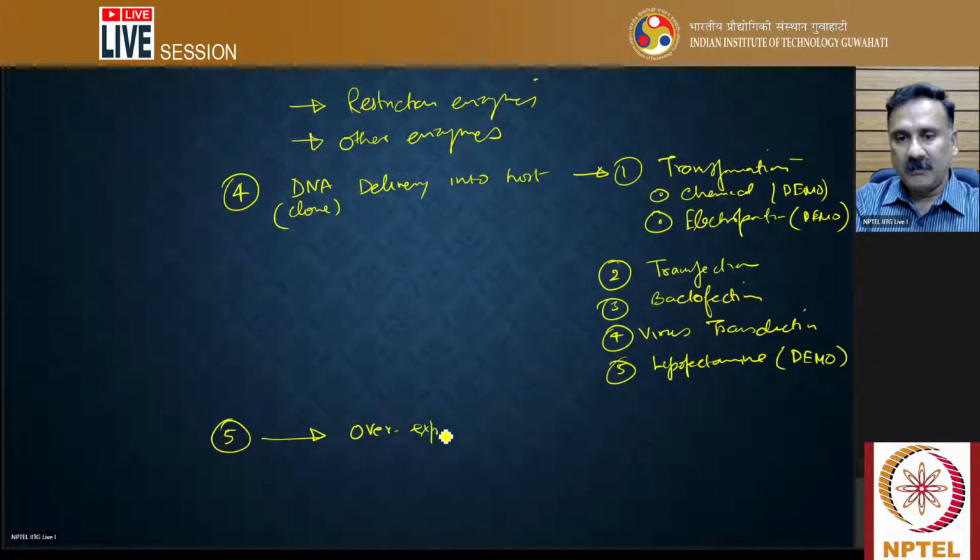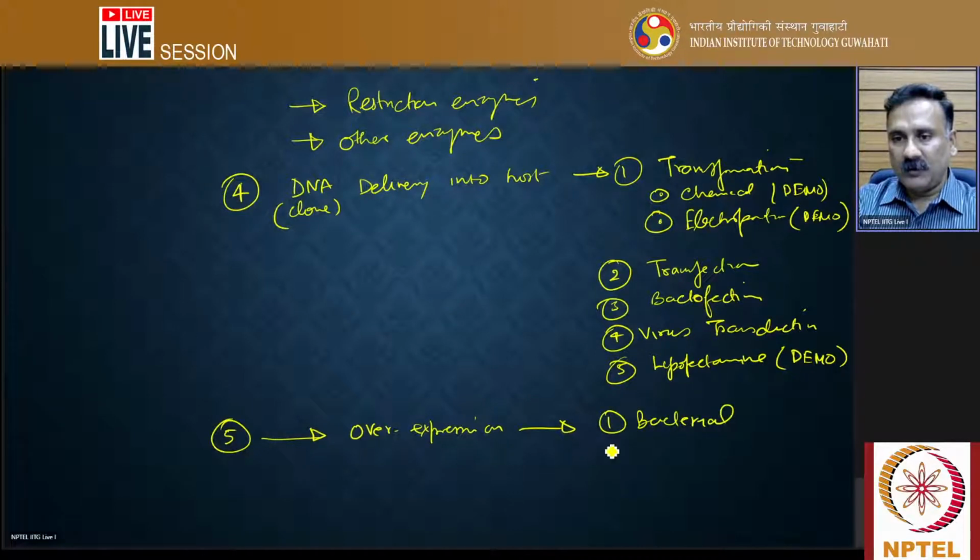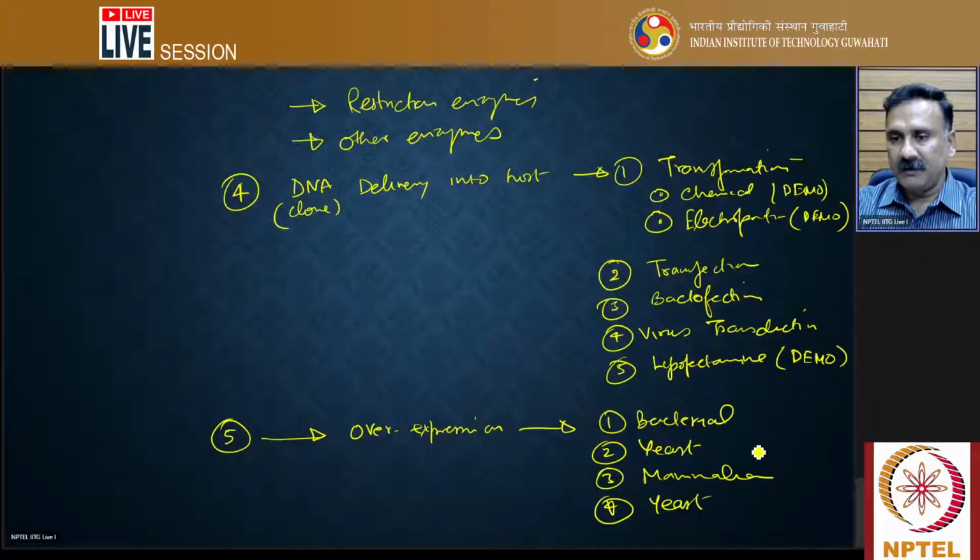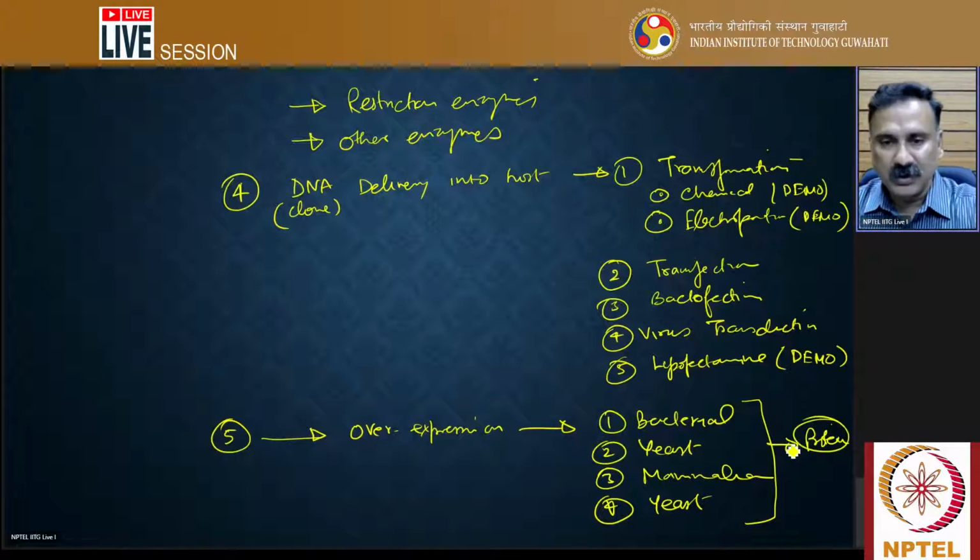So when we were discussing the overexpression, we discussed the overexpression in the bacterial expression system. We discussed the yeast expression system. We discussed the mammalian expression system, right? And then we also discussed the yeast expression system. And from all these expression systems, we are going to get the protein produced in large quantity.